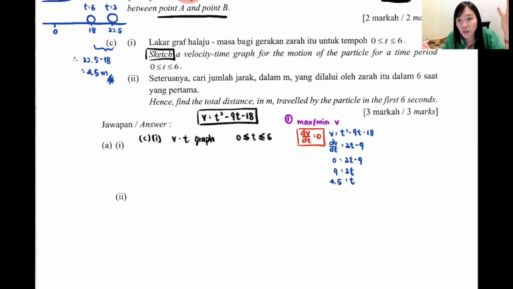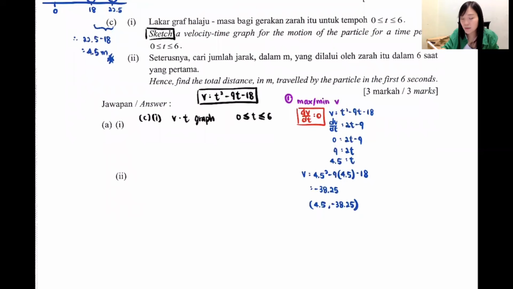But at 4.5 second, what is my v value? I can sub back into my v equation to find out what my speed is. So 4.5 squared minus 9 bracket 4.5 minus 18. Do you guys get negative 38.25? So my dear, now they want you to draw a graph of v against t. So you know the time should be the x, the v should be the y. So I got my maximum minimum point, which is 4.5, negative 13.25. So this is the first one.